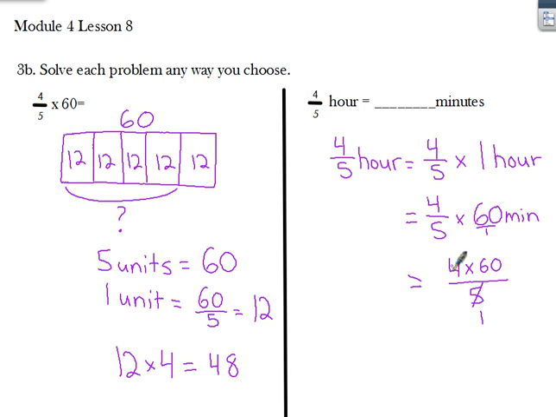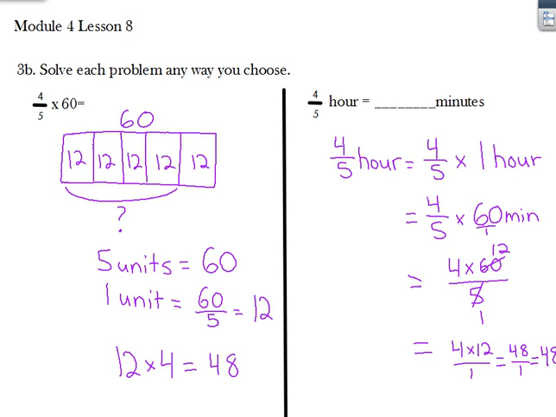5 does not go into 4, but 5 does go into 60. 5 goes into 60 12 times. Now I make a clean copy of it so that I don't get confused with what I have canceled. 4 times 12 over 1. 4 times 12 is equal to 48 over 1. Any number over 1 is a whole number. So 48 over 1 is equal to 48.